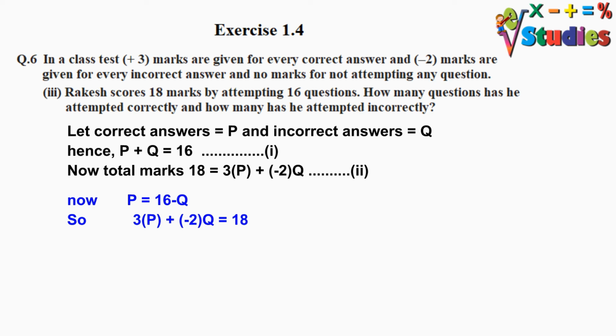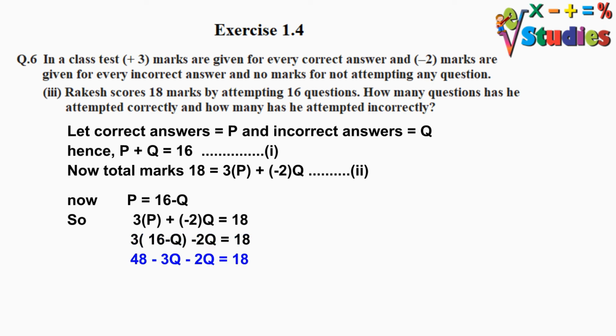Now bringing Q from the left hand side to the right hand side, we can say P is equal to 16 minus Q. Now we have the value of P as 16 minus Q, so we can substitute it in equation number 2. Equation number 2 is 3P plus -2Q is equal to 18. Substituting the value of P, we get 3 into bracket 16 minus Q, minus 2Q, is equal to 18.